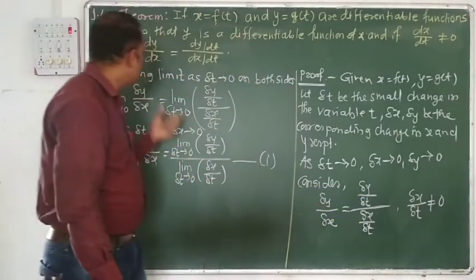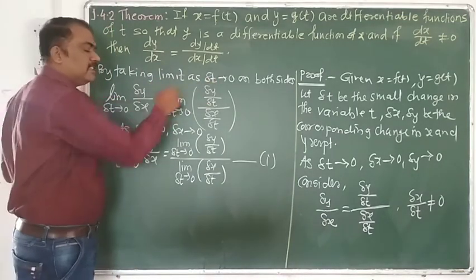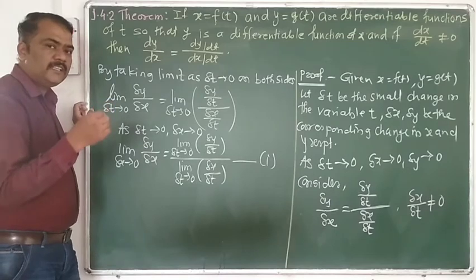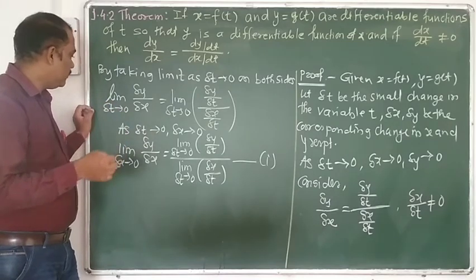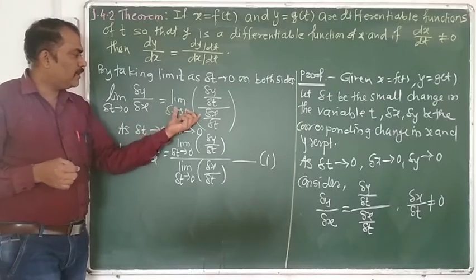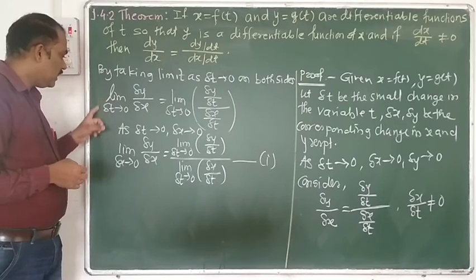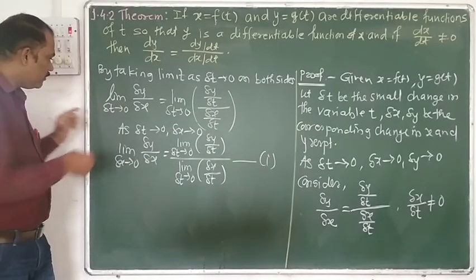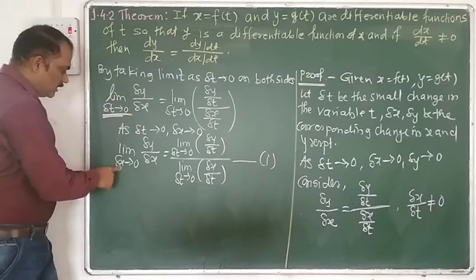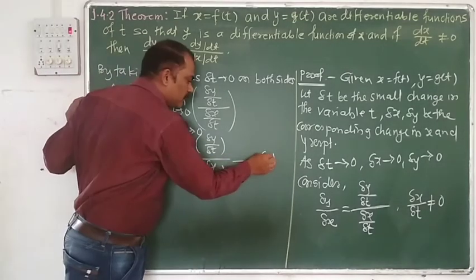After that we have to take the limit on both sides as delta t tends to 0. Delta t is nothing but the increment in the independent variable, so we have to take the limit related to the independent variable. By using the algebra of limits, we take the separate limit of the numerator and denominator. Also, delta t tends to 0 means delta x also tends to 0, so we change the limit to delta x tends to 0. We have to give the number first.